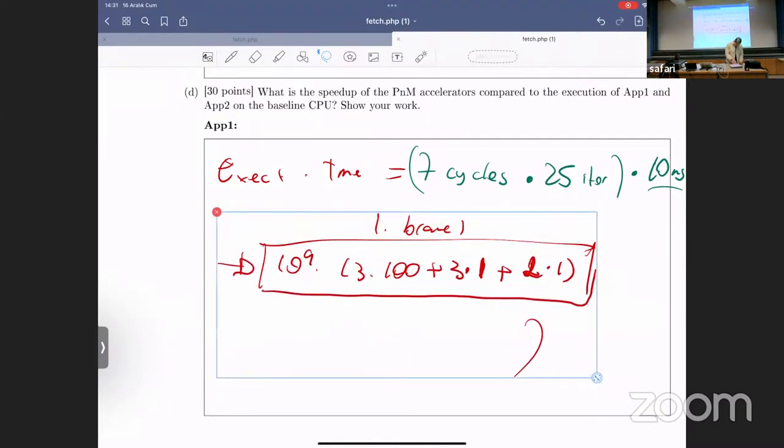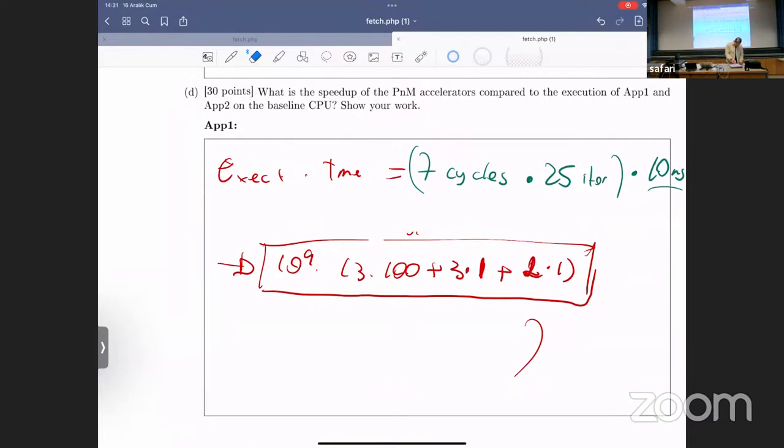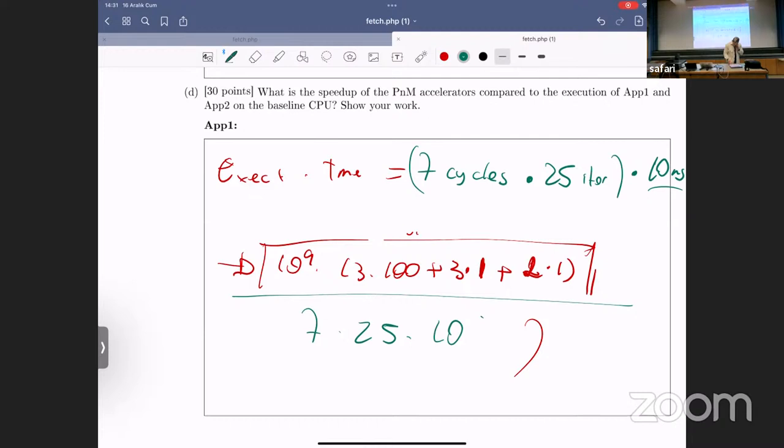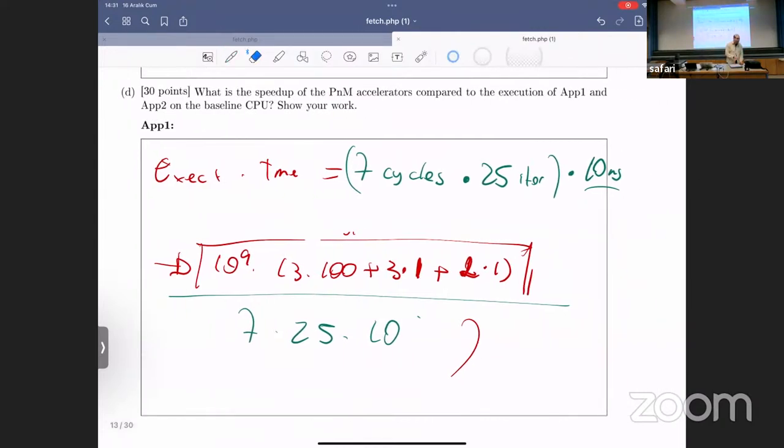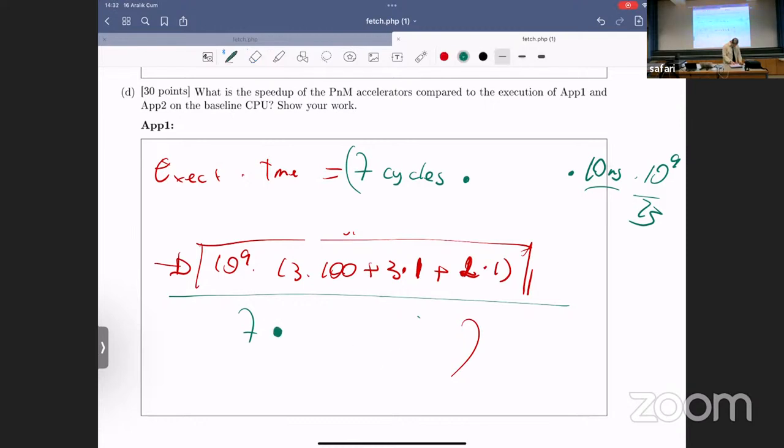Just a sec. By this one. I'm forgetting something. This is not correct. Yeah, forget the iterations, yes. Divide by 25, yeah. So now it's correct.